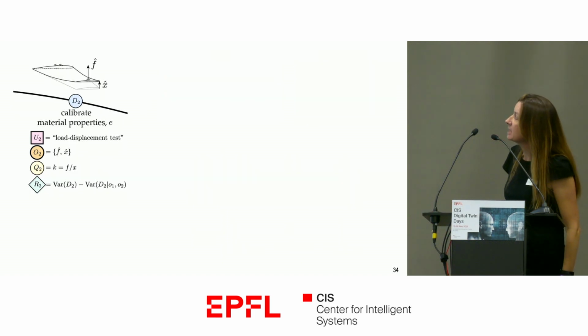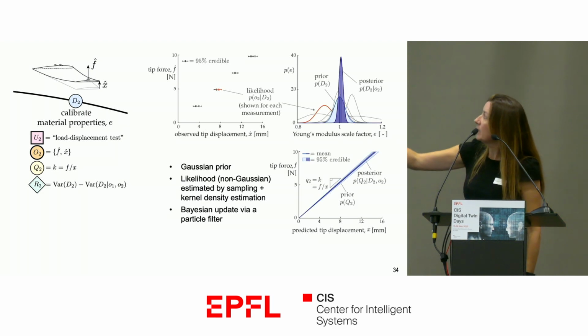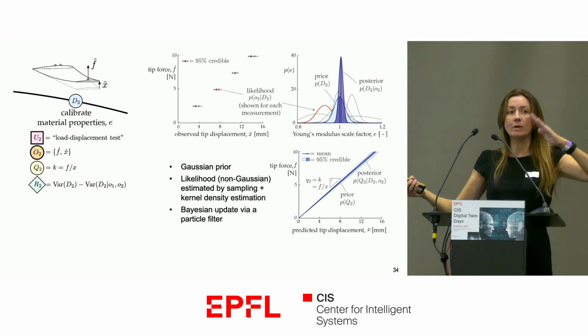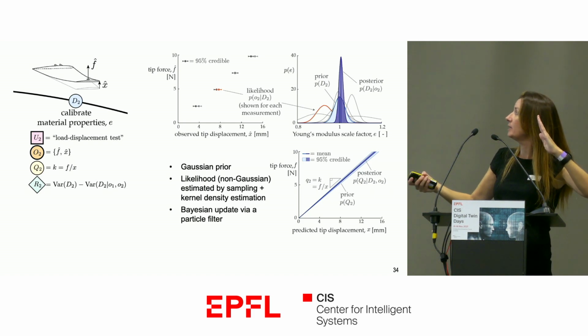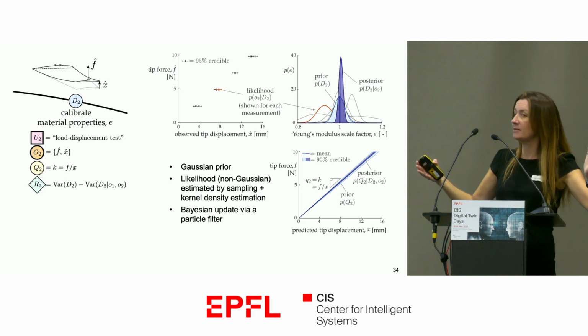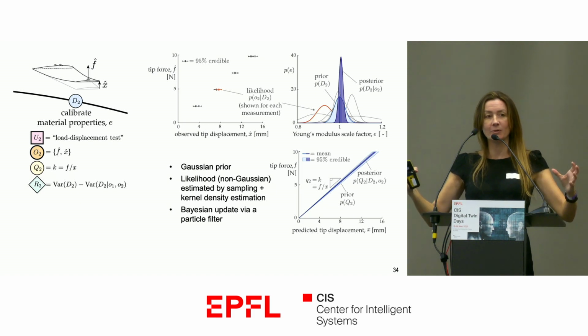Second, we calibrate the material properties. To do this, we apply a load displacement test where we apply a known tip load at the wing. And again, being home in my garage, we had to get kind of creative. There were bottles of water and there were rugby balls involved.